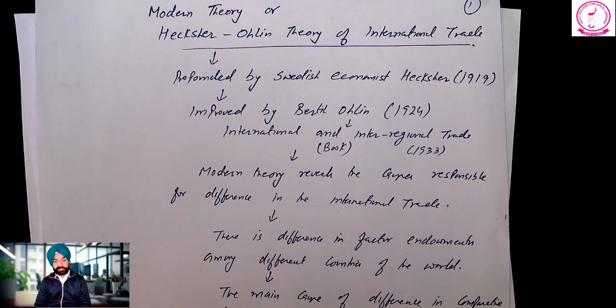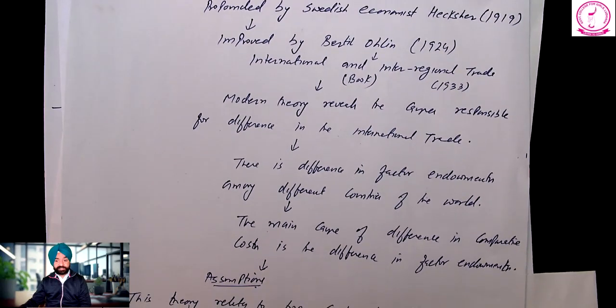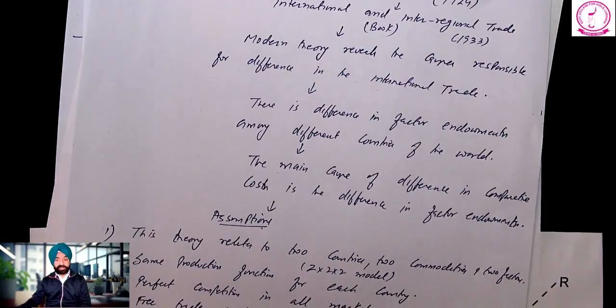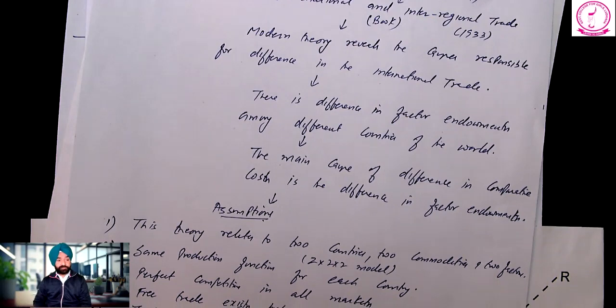So that's why there is a difference in factor endowments among different countries of the world. According to the Heckscher-Ohlin theory, there is a difference not only in their cost of production, but also a reason why there is a difference in their cost of production. According to Ohlin, there is a difference in factor endowments among different countries. The main cause of difference in comparative cost is the difference in factor endowments or factor intensities. So today we will discuss that.